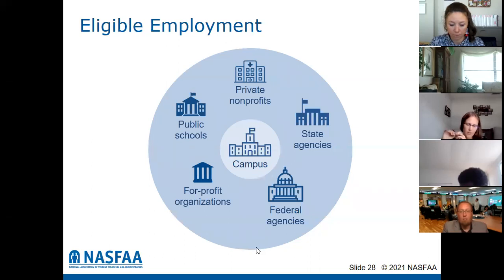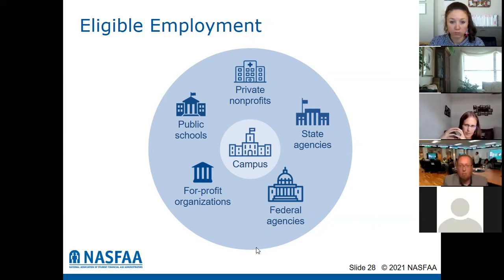Federal agencies other than the Department of Ed if the work is in the public interest, private nonprofit organizations if the work is in the public interest, and for-profit organizations. Nonprofit schools and public schools may employ a student to work for the school itself. Jobs can include certain services for which the school may contract, such as food service, cleaning, maintenance, and security.